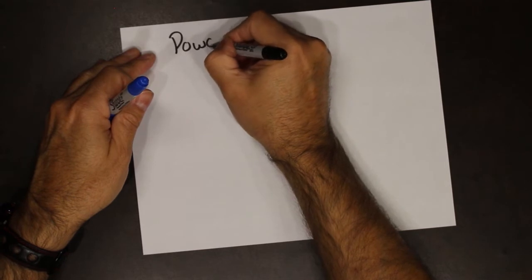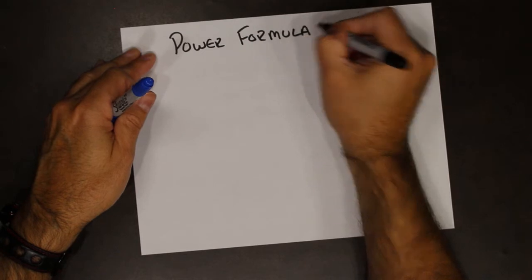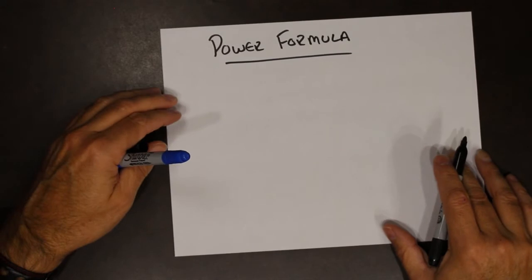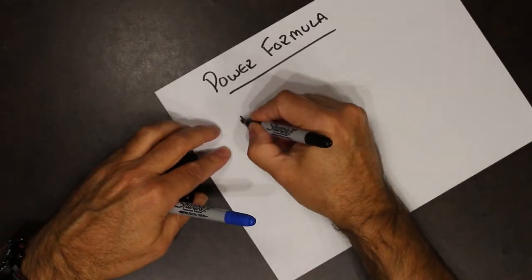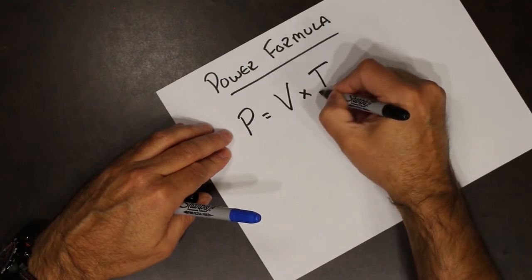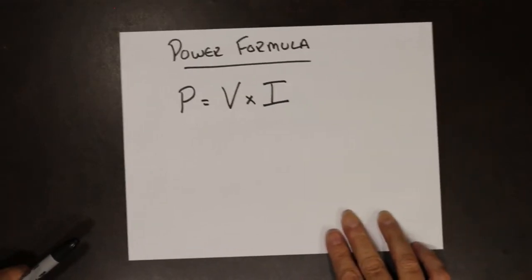So how do we figure that all out? Well, there's what we know as the power formula. The basics for the power formula is this. Power is equal to voltage times current. That is the basics for power.